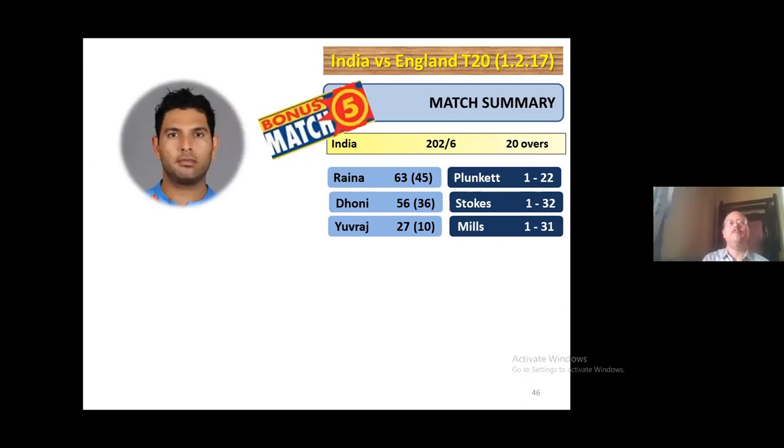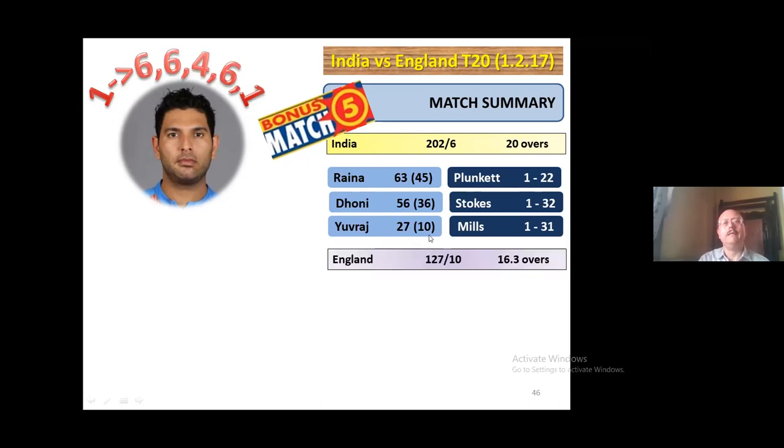Example, 2017, India versus England. India scored 202 batting first. Yuvraj got 27 from 10 balls. And this was one of the overs. England actually lost the match quite badly.